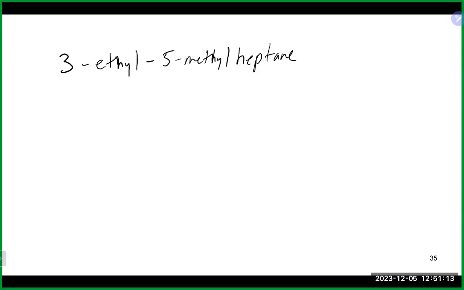So if you have this name and you want to draw it either the line structure or the condensed structure, the way you always want to draw things, if you have the name, is you always want to work backwards. And what I mean by that is when I see the name heptane, heptane tells me that there are 7 carbons. That's what hepta means, right? 7. So that's really what you want to start with.